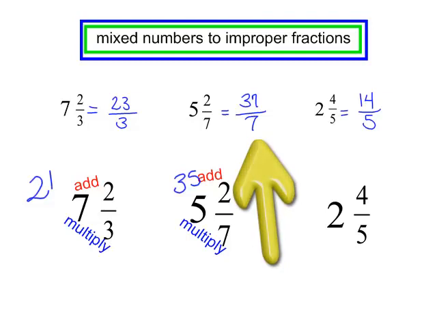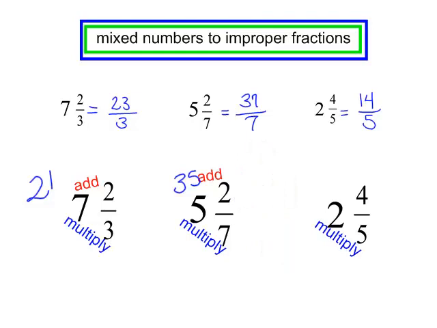The last one, the denominator times the whole number, I am multiplying. 5 times 2 will be 10. You take that answer, add it to the numerator, and 10 plus 4 is 14. 14 over 5.